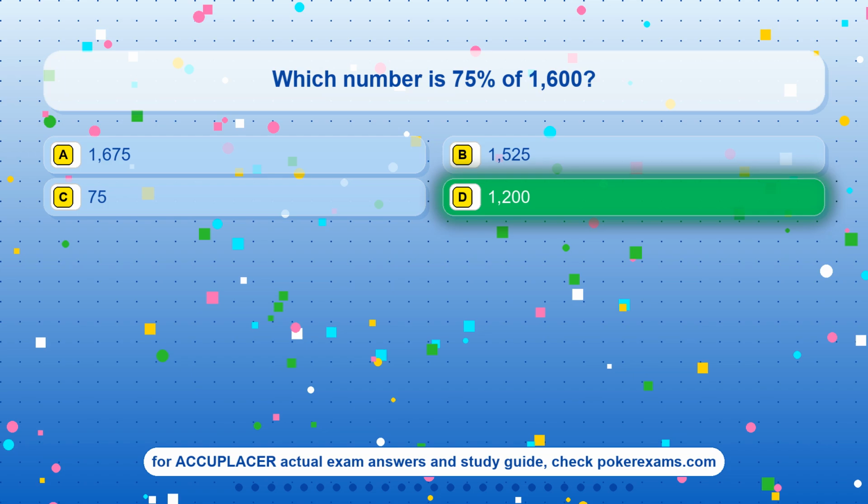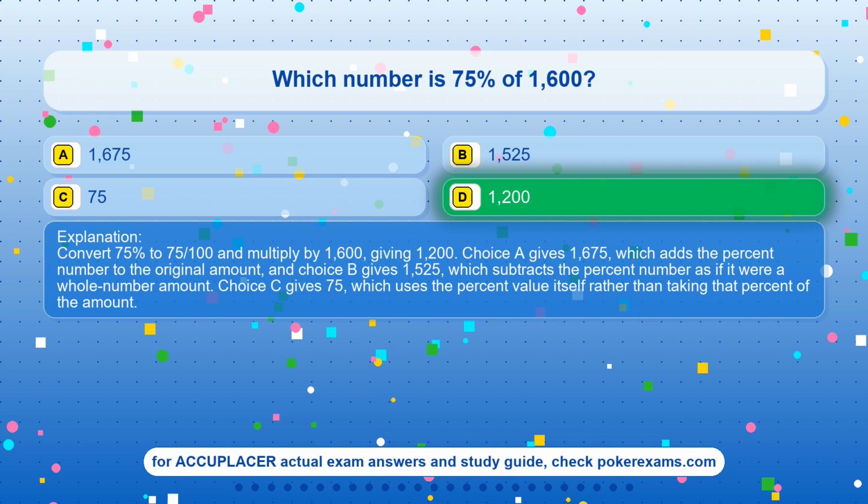The correct answer is option D, 1,200. Convert 75% to 75/100 and multiply by 1,600, giving 1,200. Choice A gives 1,675, which adds the percent number to the original amount, and choice B gives 1,525, which subtracts the percent number as if it were a whole number amount. Choice C gives 75, which uses the percent value itself rather than taking that percent of the amount.